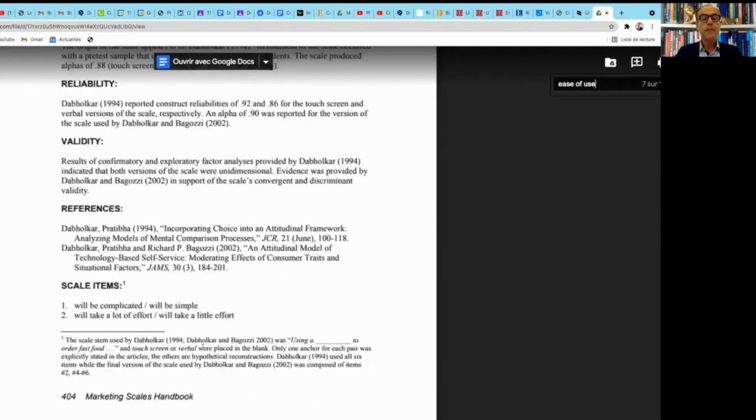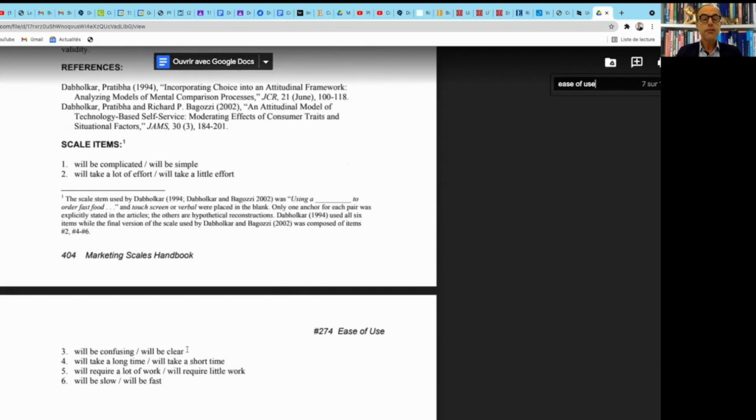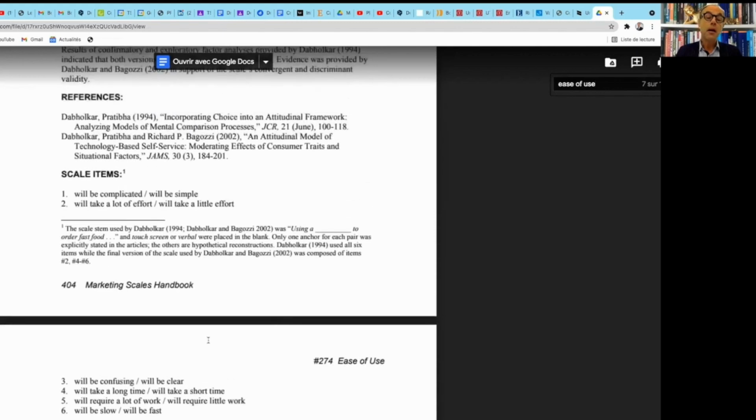Here is the scale for ease of use: will be complicated, will be simple; will take a lot of effort, will take little effort; will be confusing, will be clear; will take a long time, will take a short time. This is a good scale because it comes from the Journal of Consumer Research and JEMS. So we could use it.